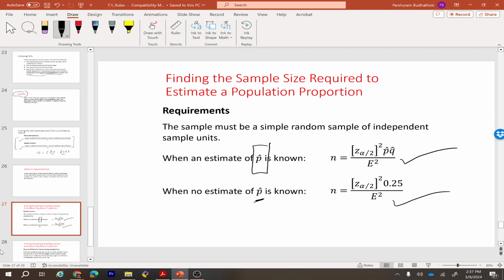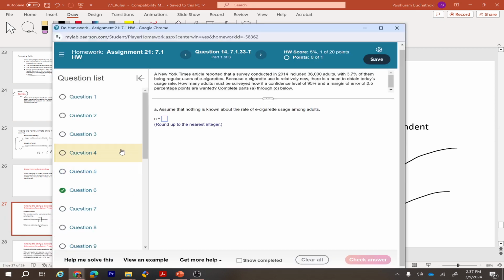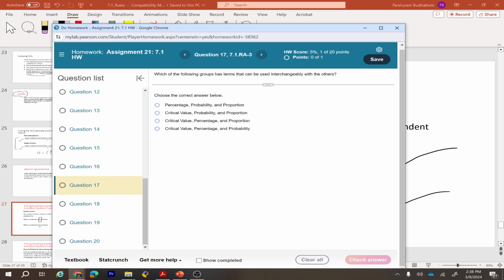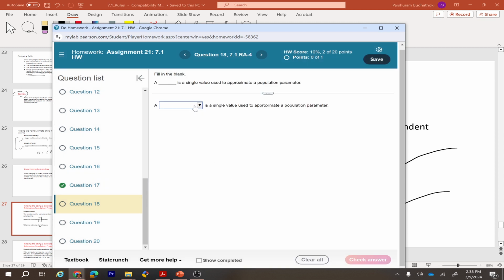Okay, so let's look at some examples from this section. Before that, let's do some checkup here. Which of the following groups has terms that can be used interchangeably with the others? Percentage, probability, and proportion, they have the same meaning. A blank is a single value. This is the point estimate is a single value.